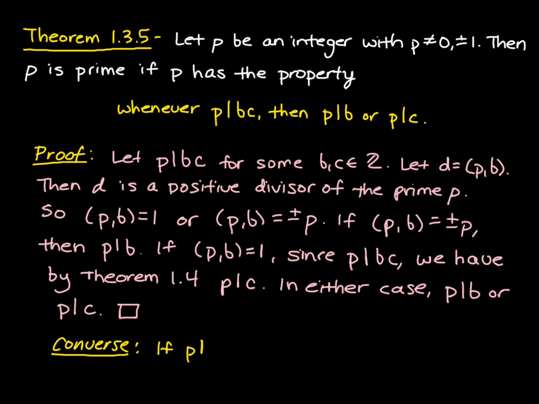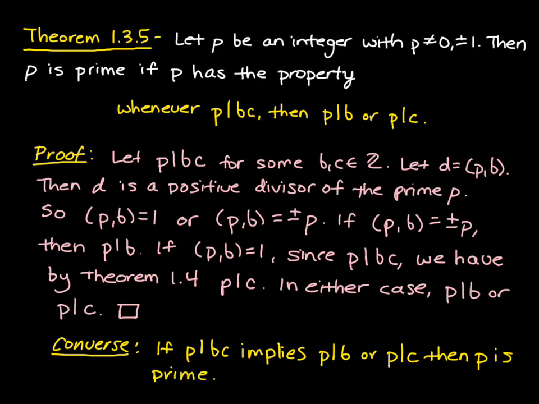If P divides BC implies that P divides B or P divides C, then P is prime. So this is an important converse, and it's left to an exercise, but I just want you to think about it a little bit. It's quite an important property, so make sure you pay attention to this particular homework in the assignment for this section. And then once again, note, this is true.